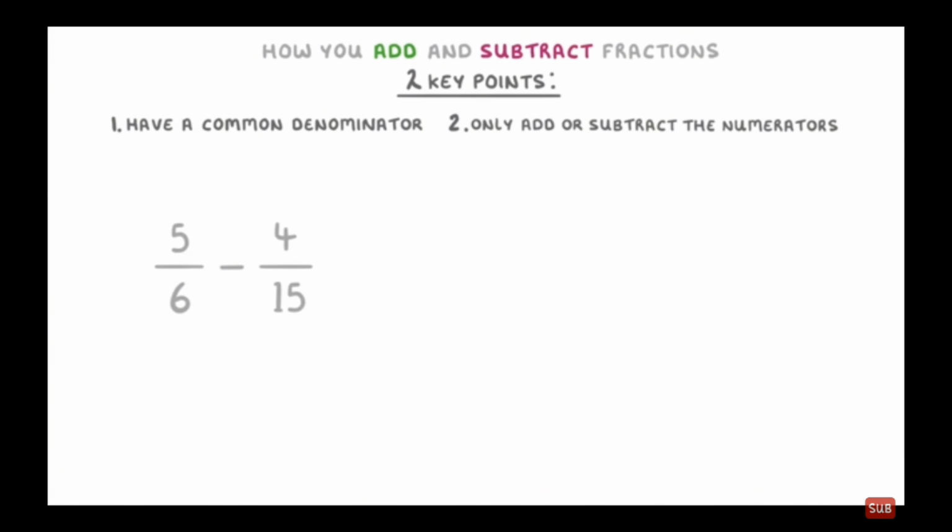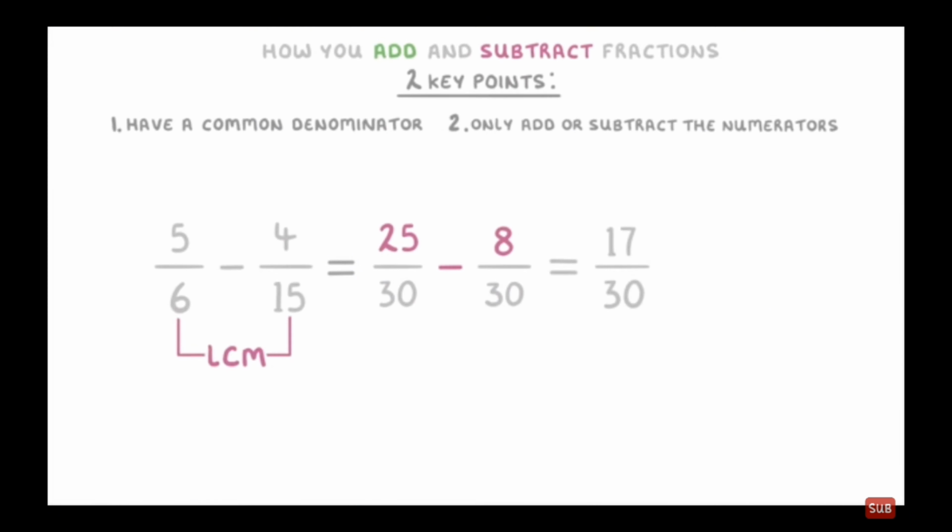In this last one, we're doing 5/6 minus 4 over 15. The lowest common multiple of 6 and 15 is 30. To get from 6 to 30, we have to multiply by 5. So we also multiply the 5 by 5 to get 25. To get from 15 to 30, we multiply by 2. So we also multiply 4 by 2 to get 8. Then by subtracting the numerators, we get 25 minus 8 to end up with 17 over 30.